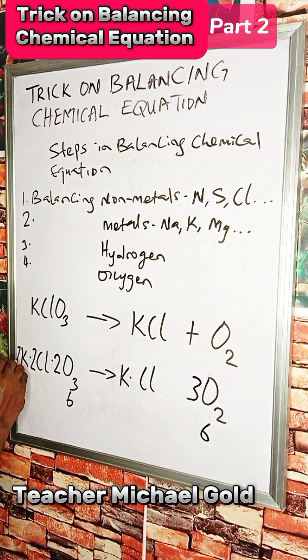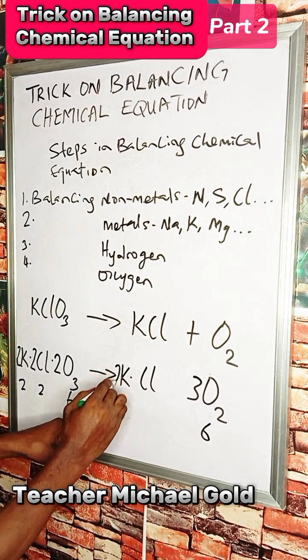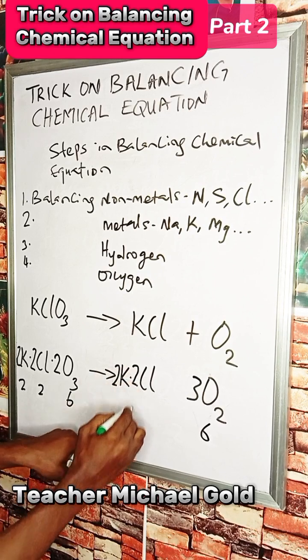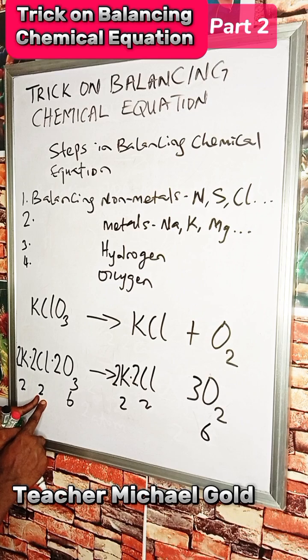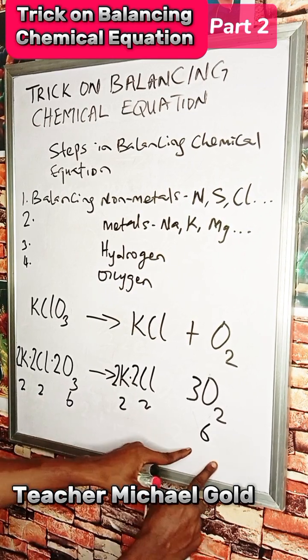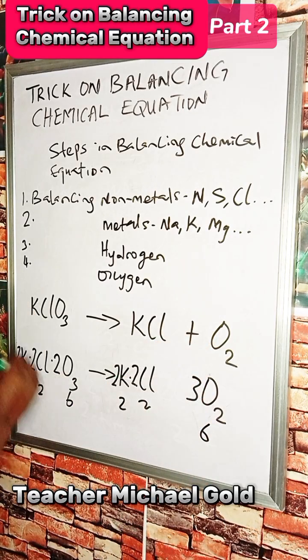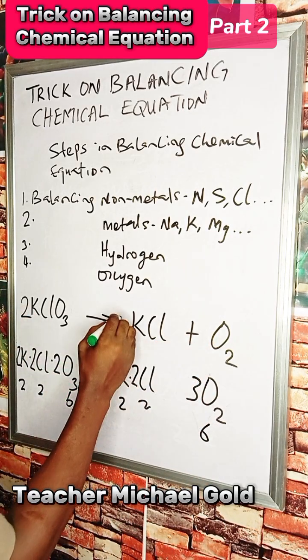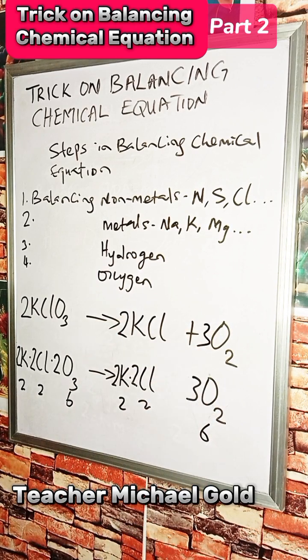So 2, 2. Now, if it has affected this also, that means chlorine here is 2, potassium here is 2, and potassium here is 1. So you add 2 here and also add 2 here to balance this. So if you look at it now, potassium 2, chlorine 2, oxygen 6, potassium 2, chlorine 2, oxygen 6. So the equation is balanced. You now find our answer to the main equation. For this we have 2, for this we have 2, for this we have 3. So the equation is balanced.